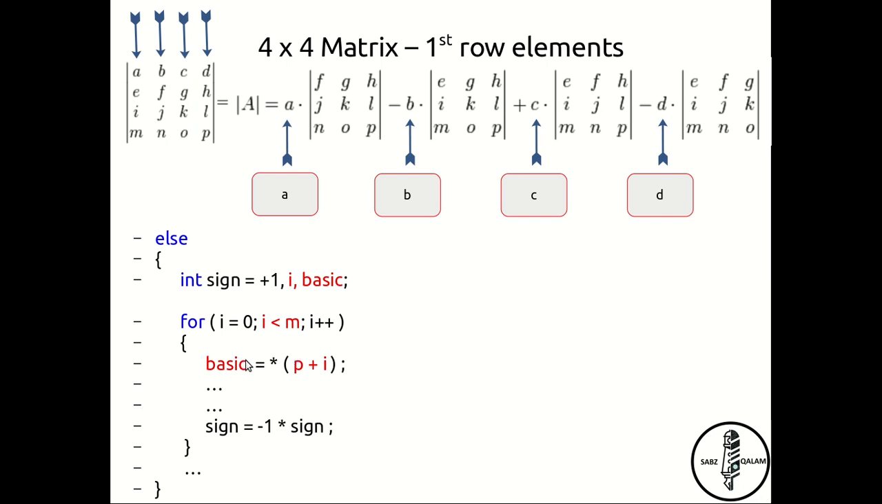So initially, basic is A, which is location p plus 0. And then basic has been assigned location p plus 1, which is B, and then basic in the third loop becomes C because that's p plus 2, and then p plus 3, and so on and so forth. So the basic variable actually holds these elements, right? A, B, C, and D.